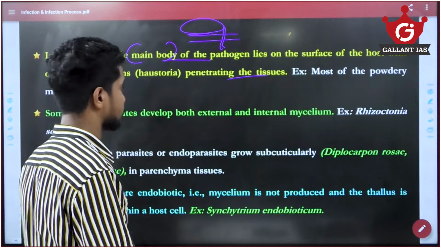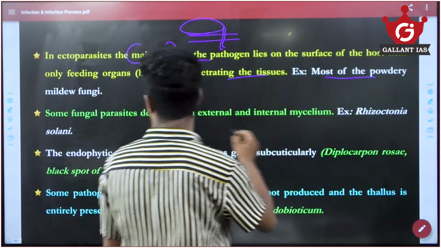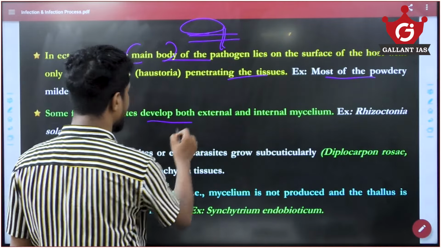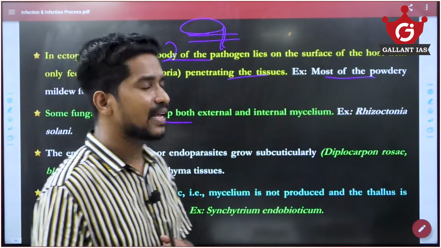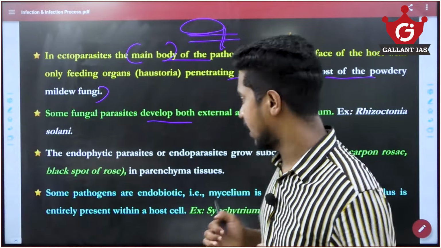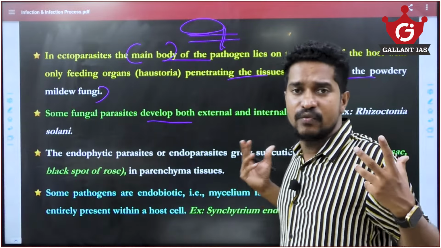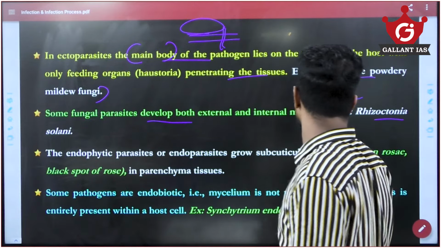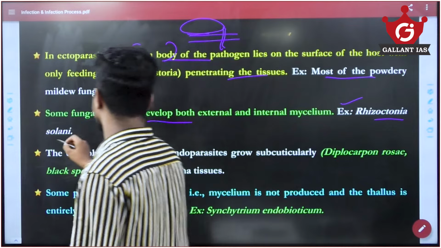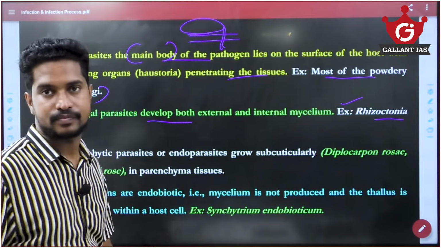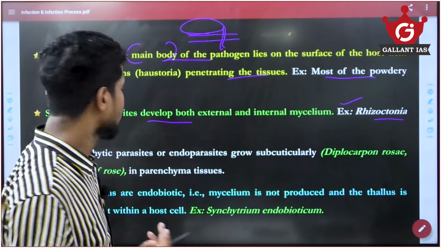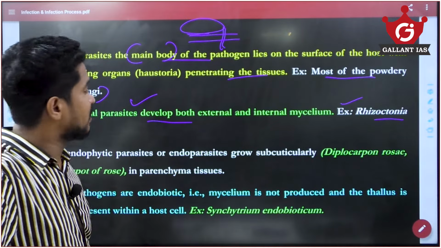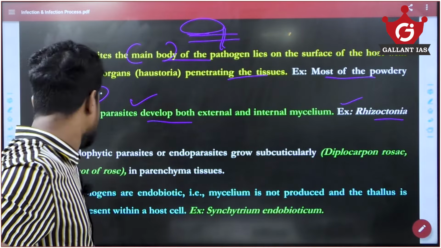Example, most of the powdery mildews are ectoparasitic in nature. Some fungal parasites may develop both external and internal mycelium. Example, Rhizoctonia solani, which develops both external and internal mycelium.